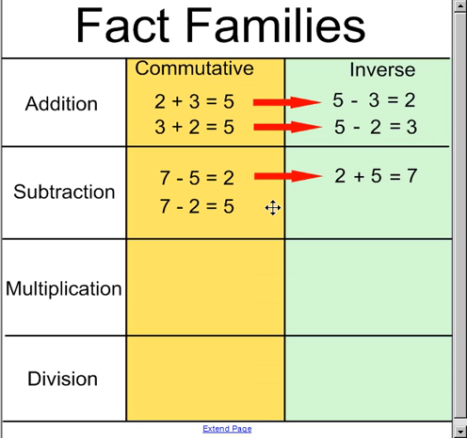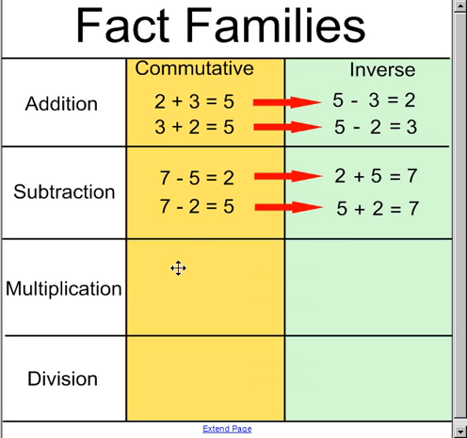Okay, let's look at the next one: 7 minus 2 equals 5. I'm going to write my numbers in backwards first: 7, 2, 5 becomes 5, 2, 7. And because it's subtraction, the inverse would be addition.